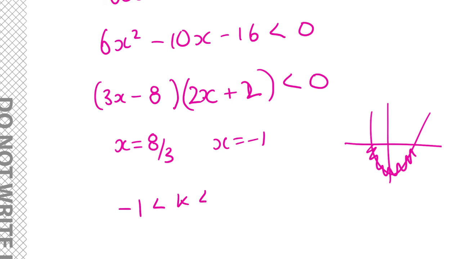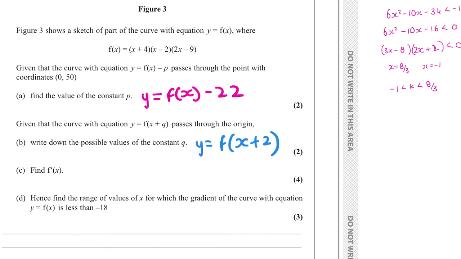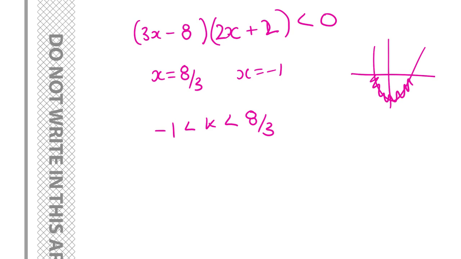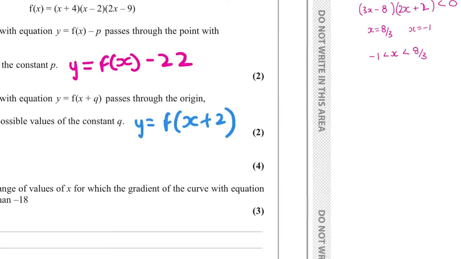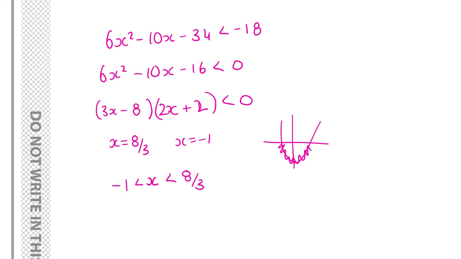Okay? Does it say anything else about k? What does it say about k? Find the range of values. Why have I written k? What could we put? X. There we go. Okay, find the range of values for which the gradient is less than minus 18. Brilliant. It didn't say less than or equal to. So that is going to be our final answer.